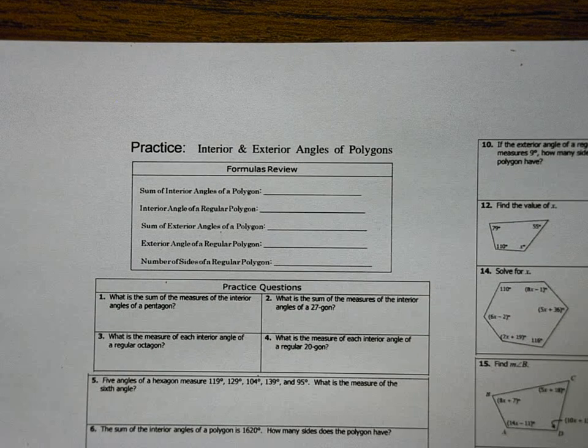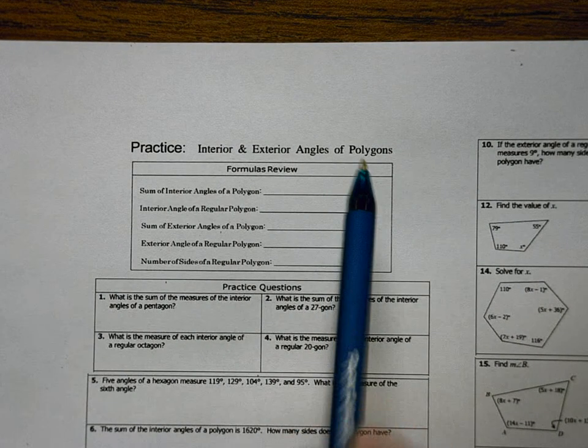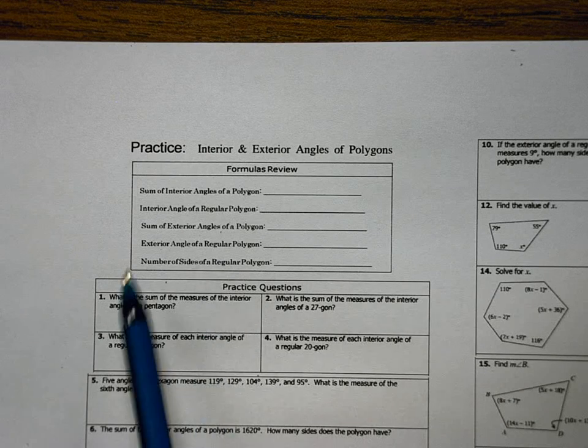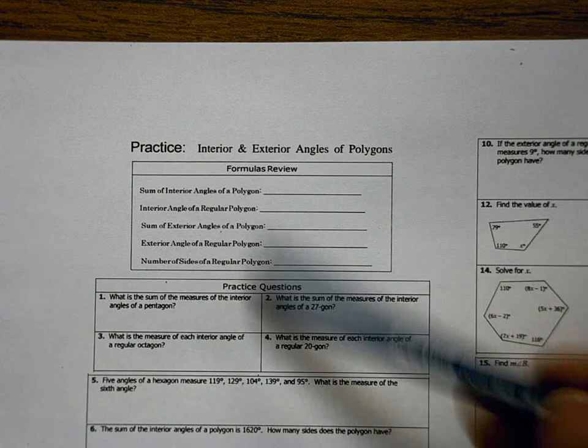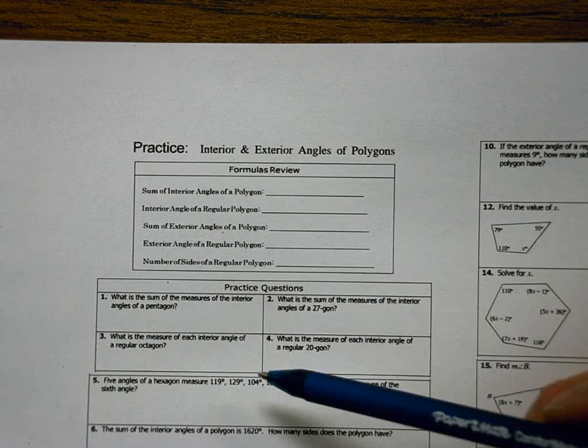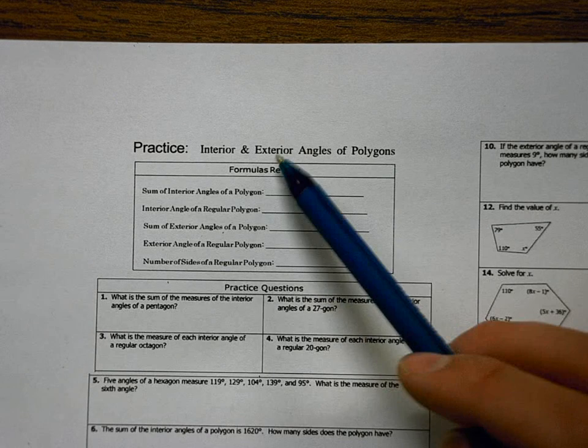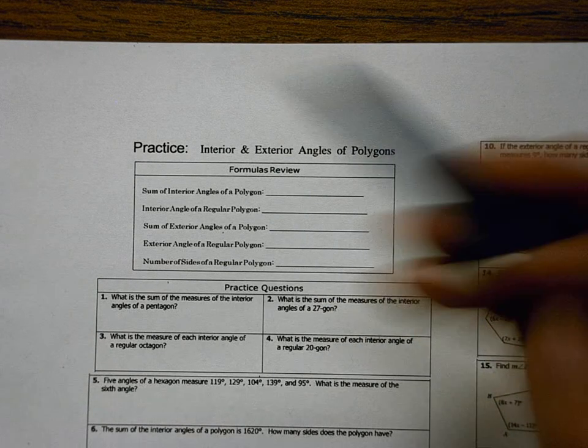Okay, so this is interior and exterior angles of polygons. The notes continued. This will be on the next page, and the page before this will be the same title, interior and exterior angles of a polygon.